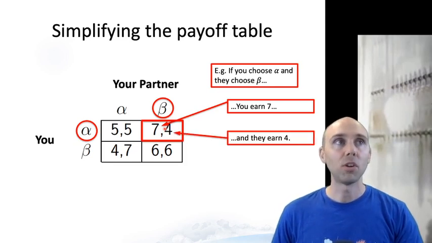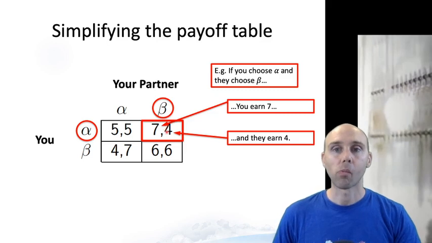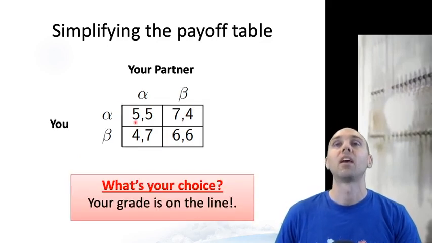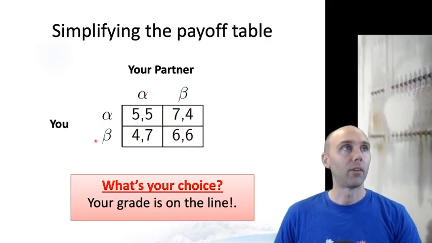Okay, so I want you to think about this now. I'll put up the matrix again. Remember, the first number is your payoff. The second number is their payoff. Your choice is just between alpha and beta. So have a think about it and come up with what your choice would be and why. Pause the video now.